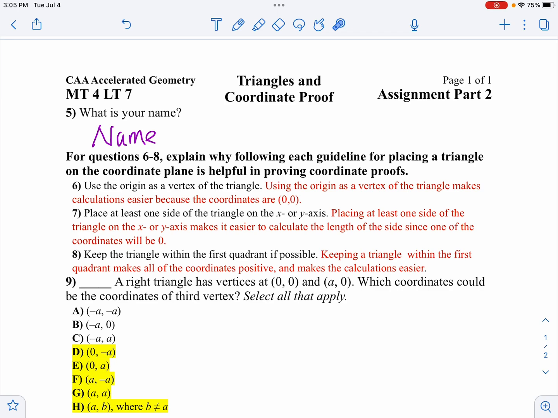It makes it easier because one of your coordinates is going to be 0, 0. Anytime you have 0, it just makes it easier. Number 7, placing at least one side of the triangle on the X or Y axis makes it easy to calculate the length of the side, since you don't have to use the distance formula to find that point. Number 8, keep it in the first quadrant. It makes all the coordinates easier to work with because they're positive instead of negative.